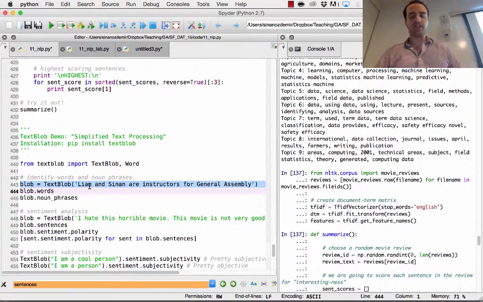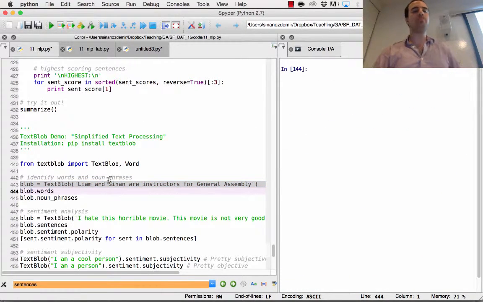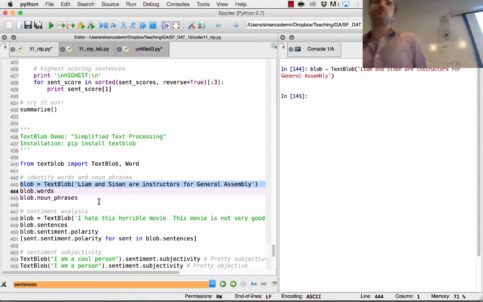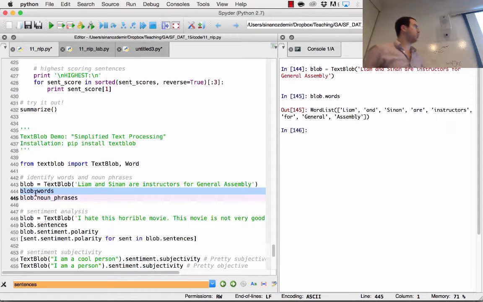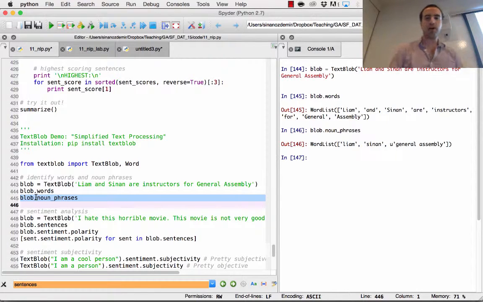To use it, you create a blob object, and you input a sentence. Liam and Sinan are instructors for General Assembly. That's a sentence. Blob has built-in word tokenizing, so here's the word list. Liam and Sinan are instructors for General Assembly. It can also very quickly point out the noun phrases. Noun phrases are phrases that of themselves are nouns. So Sinan is a noun, Liam was a noun, General Assembly was a noun. So that's a very simplified way of pointing out noun phrases and also verb phrases and things like that.